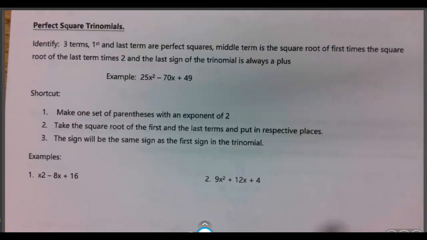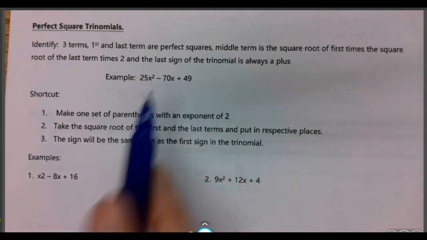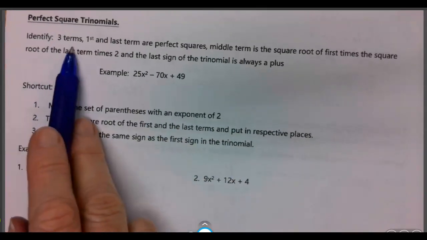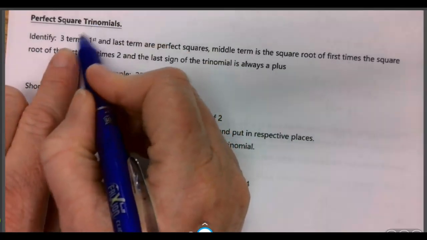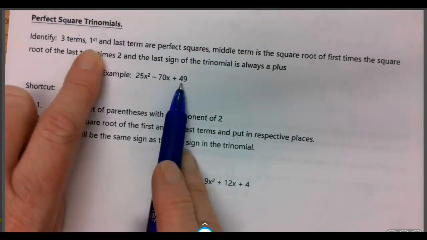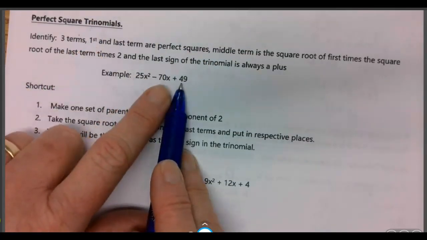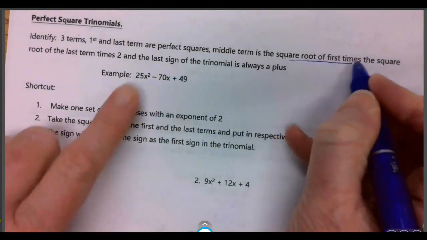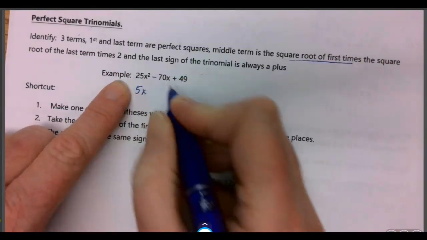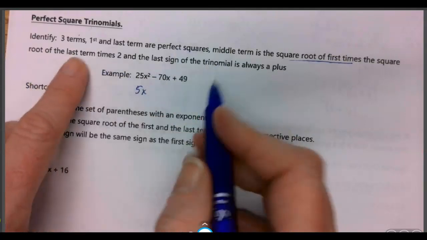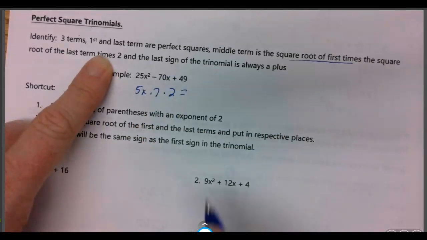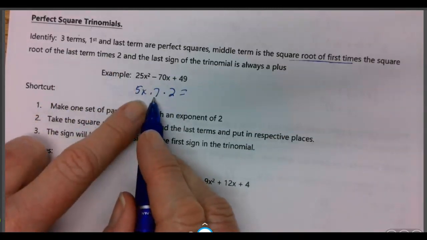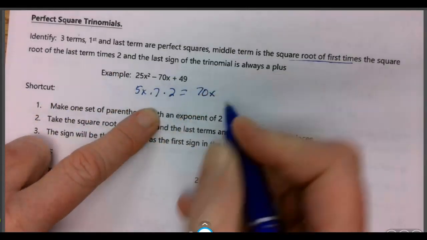Now, perfect square trinomial, I don't use this shortcut as much, because it sometimes takes more time unless I get really big numbers. So, identify. First and third, 3 terms, because it's a trinomial. First and last term have to be perfect squares. The middle term has to be the square root of the first, so that would be 5x, times the square root of the last, that would be 7, times 2. You might remember when we did the shortcut, we're just doing the reverse. So 35 times 2 is 70x.